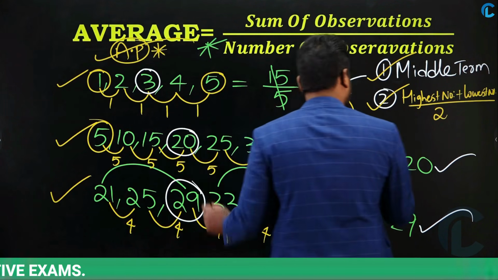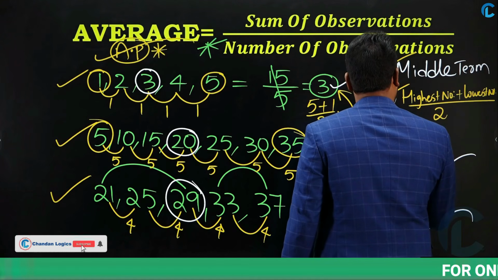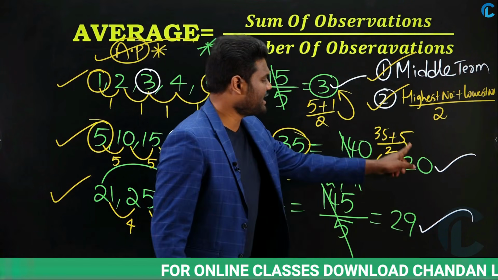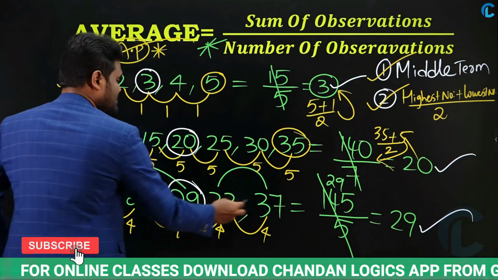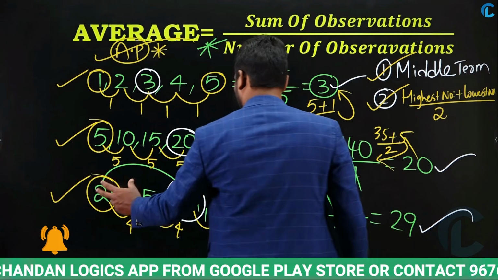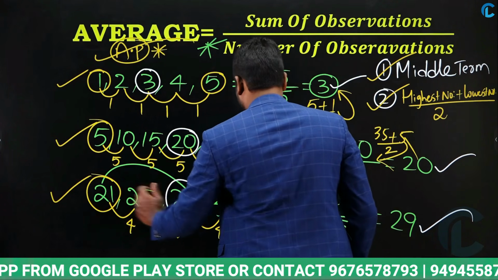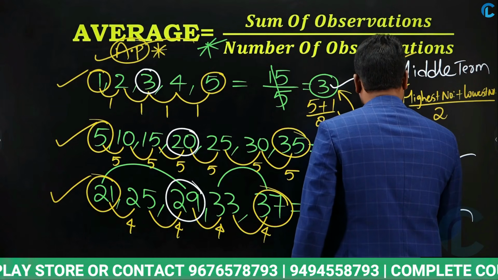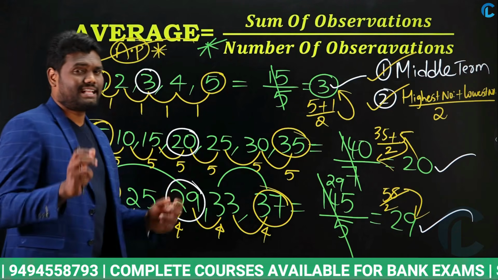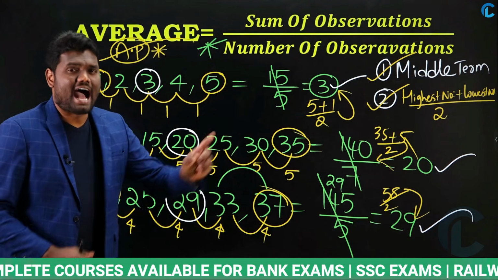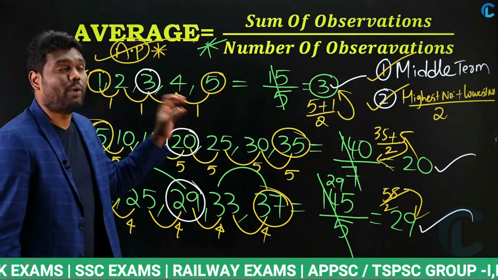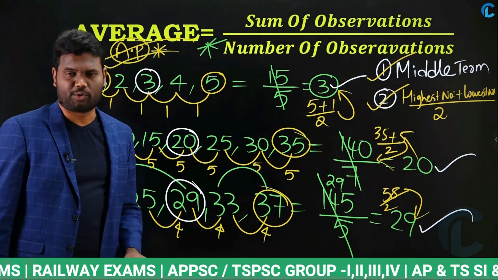So the highest number is 35 and the lowest number is 5. 35 plus 5 by 2 is again 20. Similarly, in this one the highest number is 37 and the lowest number is 21. So 37 plus 21 is 58, and 58 divided by 2 gives an average of 29. So average is the highest number plus the lowest number by 2, when the given series is in arithmetic progression.